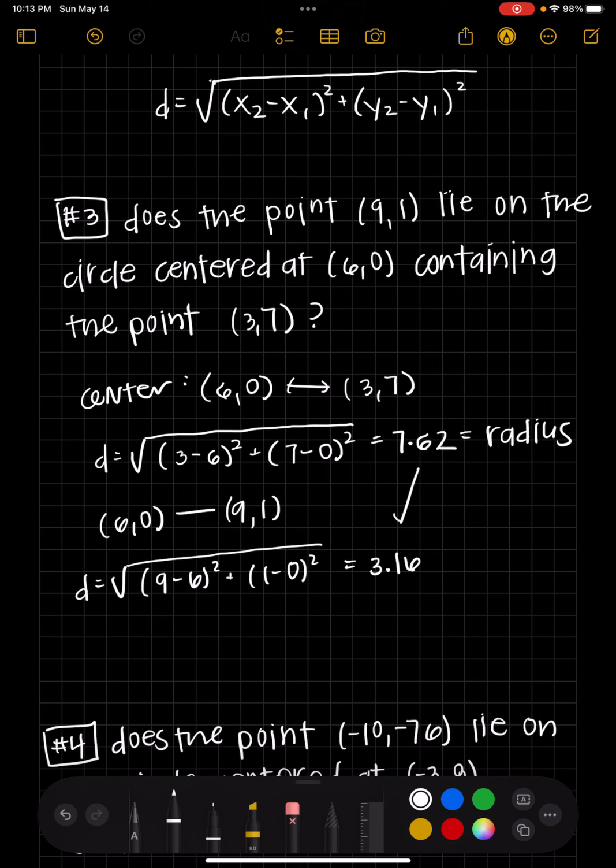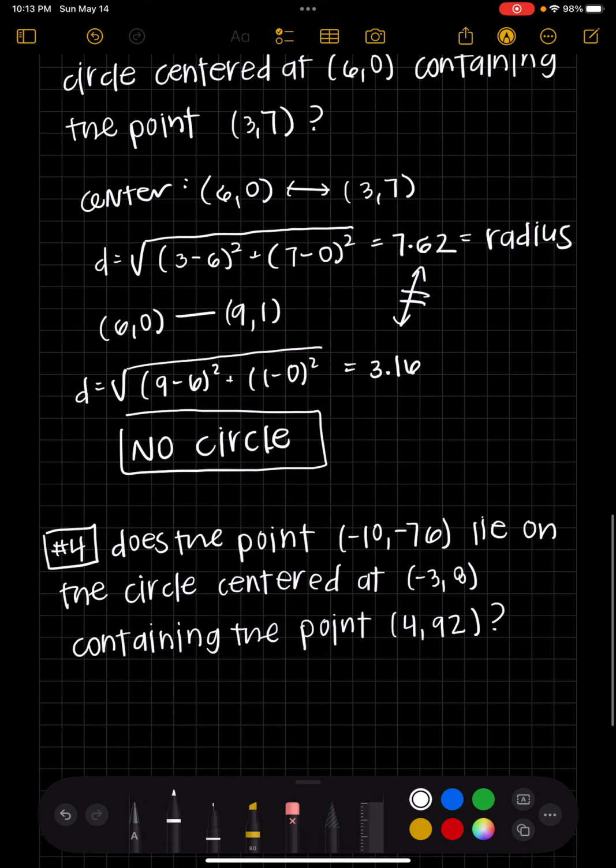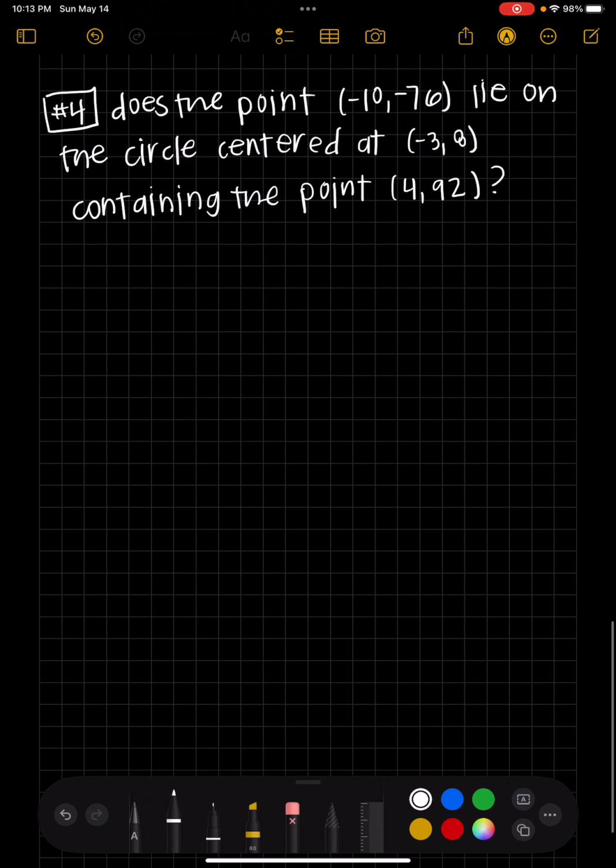So these two numbers are not the same, which means that the point can't lie on the circle because its distance is not the same as the radius. So no, it does not lie on the circle is, I guess, the way that we would say it. All right, let's look at this last one, which is the same as the third example.